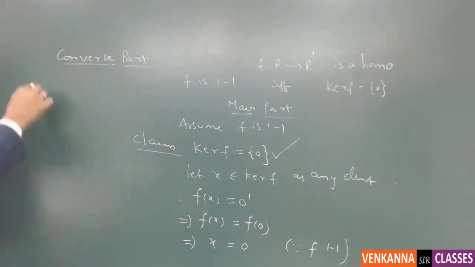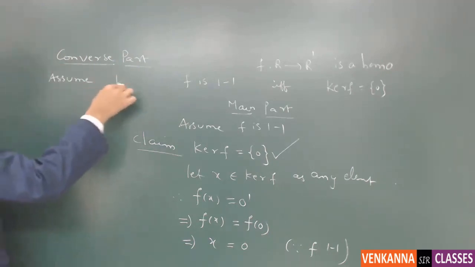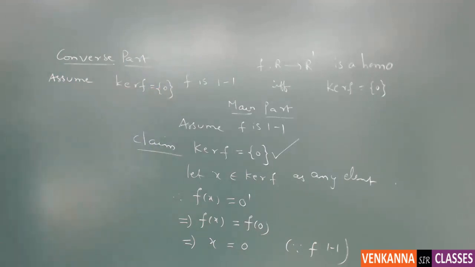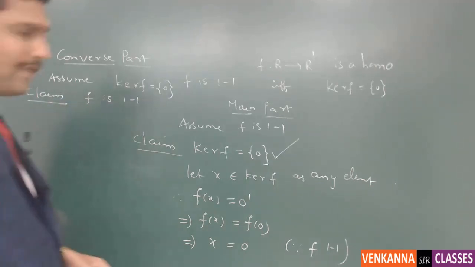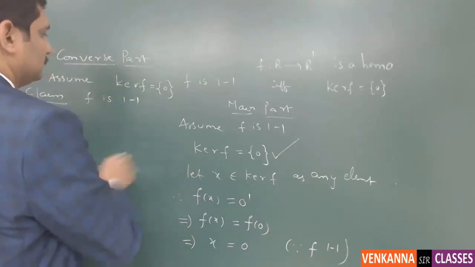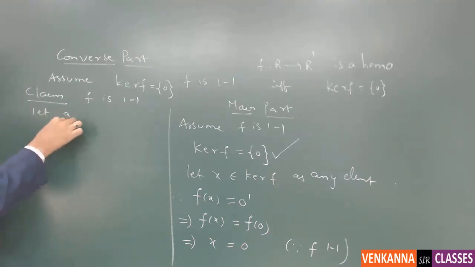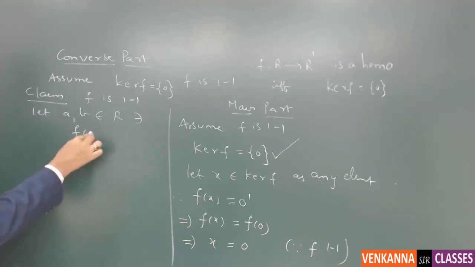So coming to the converse part, here we assume that kernel f is the singleton 0, and we have to show that f is 1-1. As per the definition, let us take two values in the ring. Take two values a, b belonging to the ring such that the images are equal.